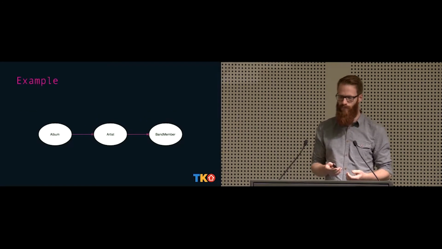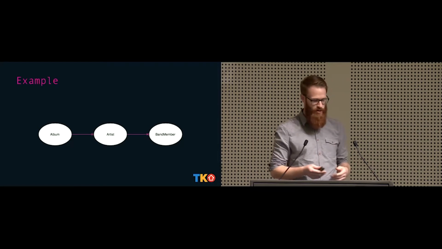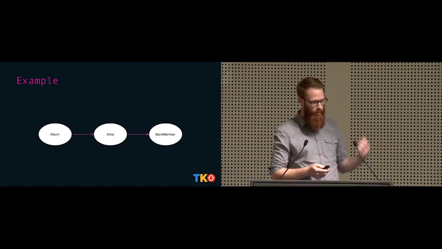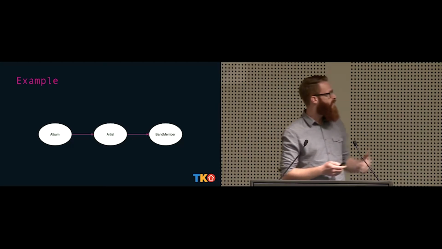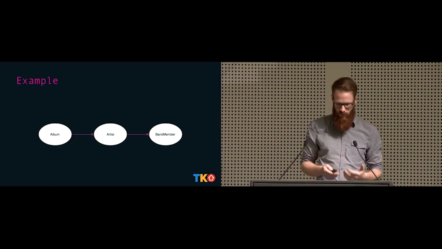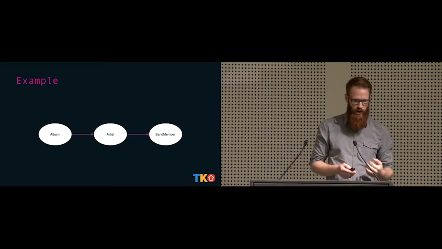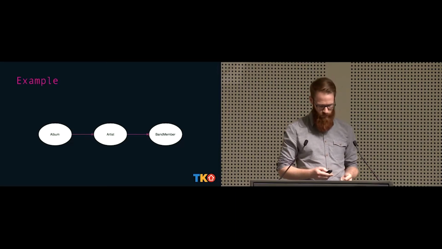Let's look at an example. So here we have a pretty basic example. We've got an album, and an album has an artist. And an artist can have many band members. So super simple diagram here. Let's translate this into GraphQL.